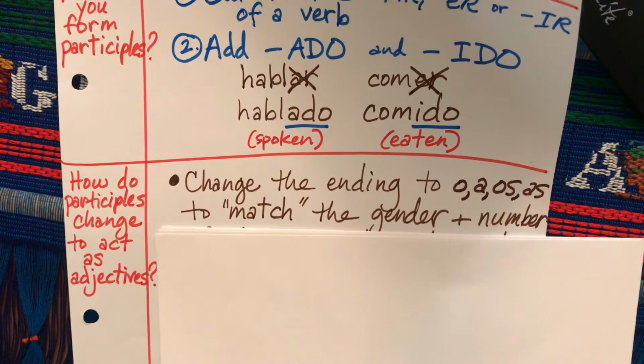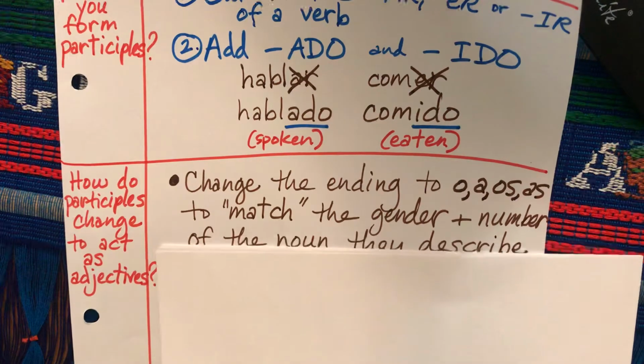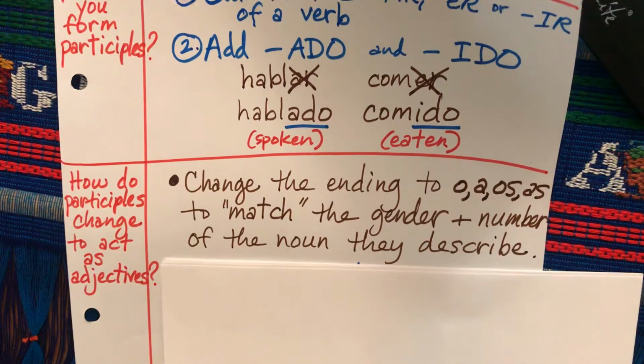If you have plural apples, you say manzanas comidas, the eaten apples. It's got to match in gender and number. It's an adjective, so it's going to do just like what we do with alto, alta, altos, altas, like that. Niños altos, manzanas comidas. All right, there's a little bit more there.